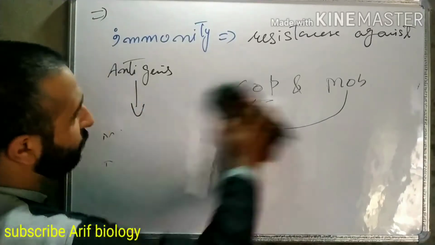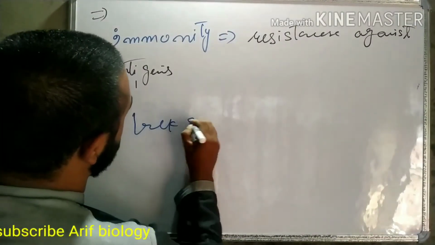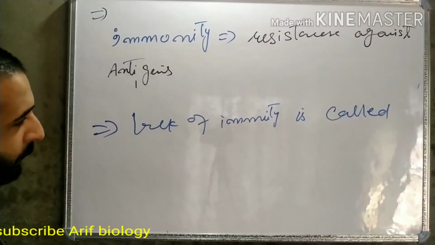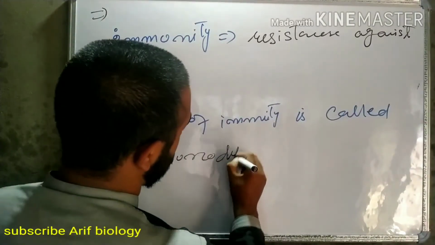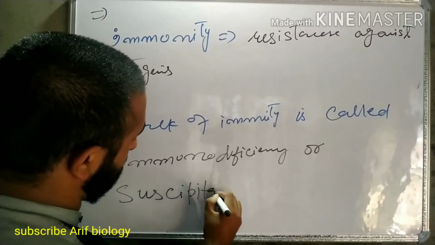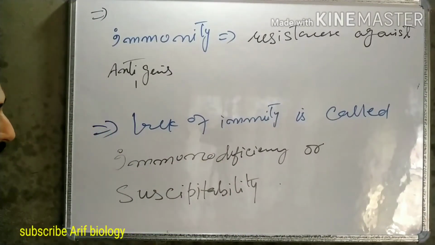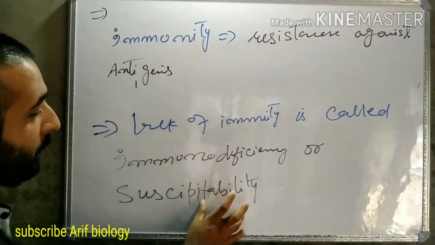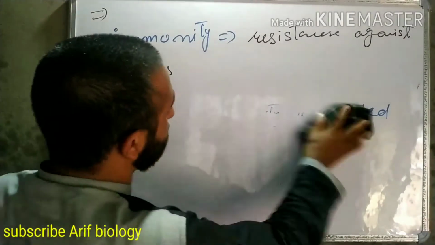Now, sometimes an organism lacks immunity. Lack of immunity is called immunodeficiency, or it's called susceptibility. What is susceptibility? Susceptibility, or immunodeficiency, is lack of immunity inside a living organism. ठीक है ना?